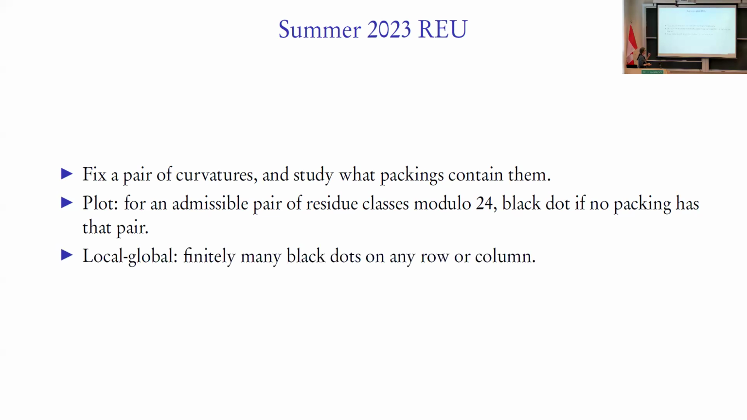And in particular, if the local-global conjecture is true, then what you'd expect is that if you look along any line, so fixing one of the curvatures and asking what other curvatures it can occur with, and it's not a congruence obstruction thing, because we've picked congruence classes that are okay, you'd expect the dots to peter out. There should only be finitely many dots, black dots, on any row or column. Remember, a black dot means that those 2 curvatures somehow never occur together in a packing. Okay, so if local-global is true, then any row or column should have only finitely many black dots.